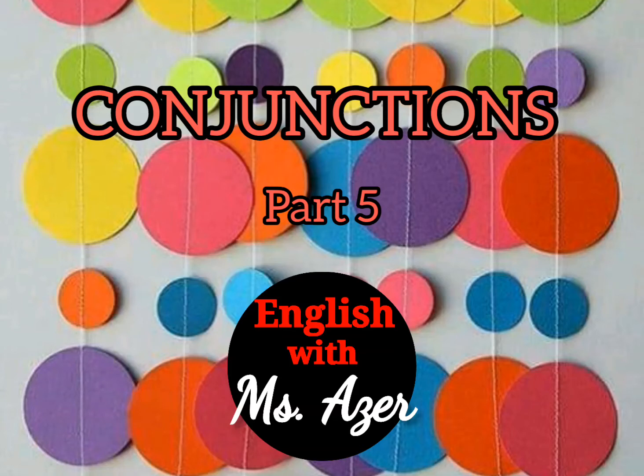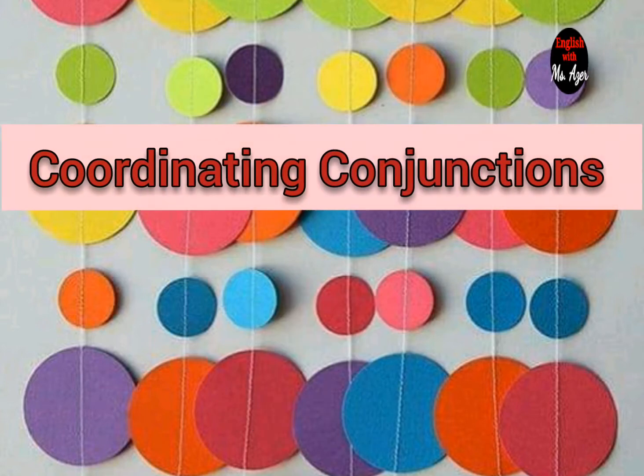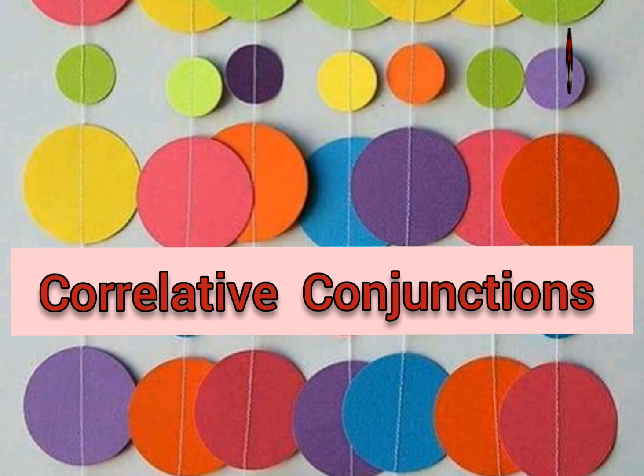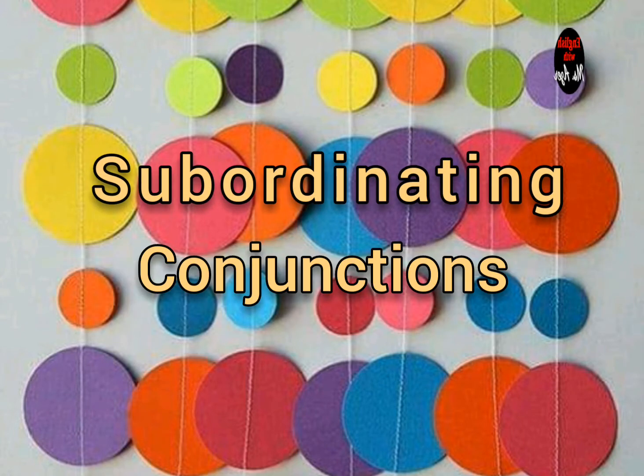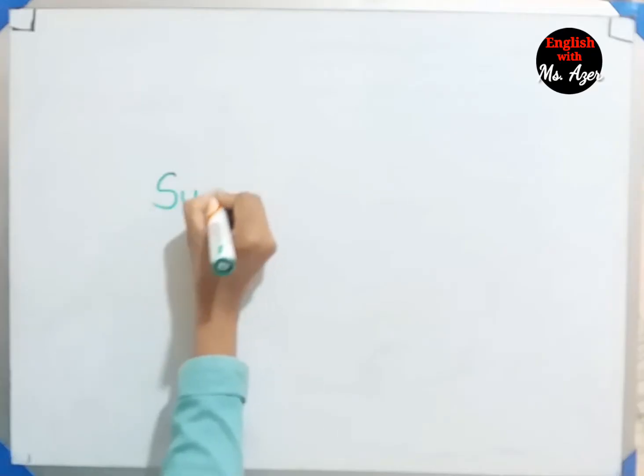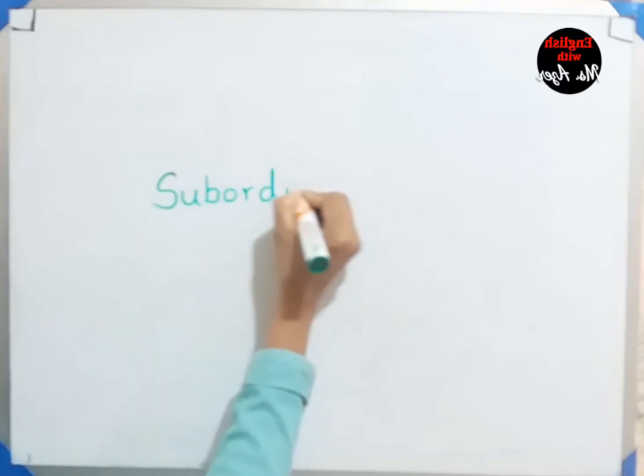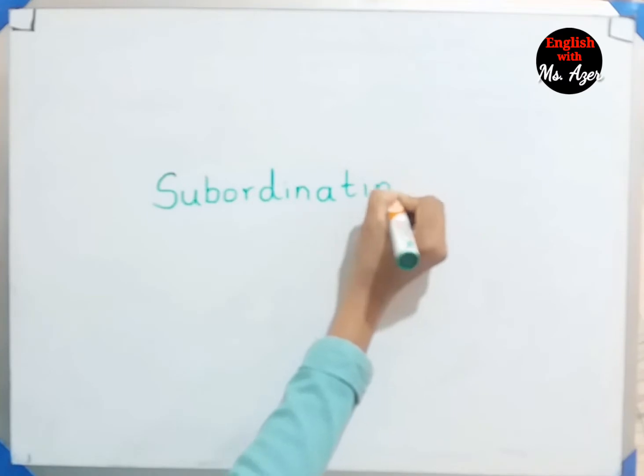Hi kids, we are meeting with the fifth part of conjunctions series today. We have already discussed the coordinating conjunction and some of the correlative conjunctions in the previous lessons. So today we are going to discuss the third kind of conjunction, subordinating conjunctions.